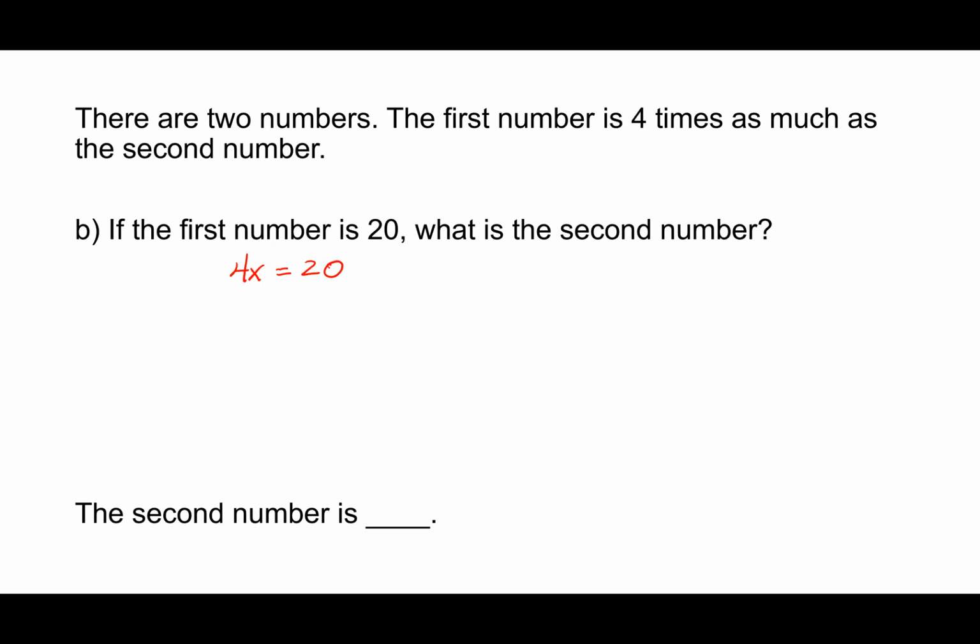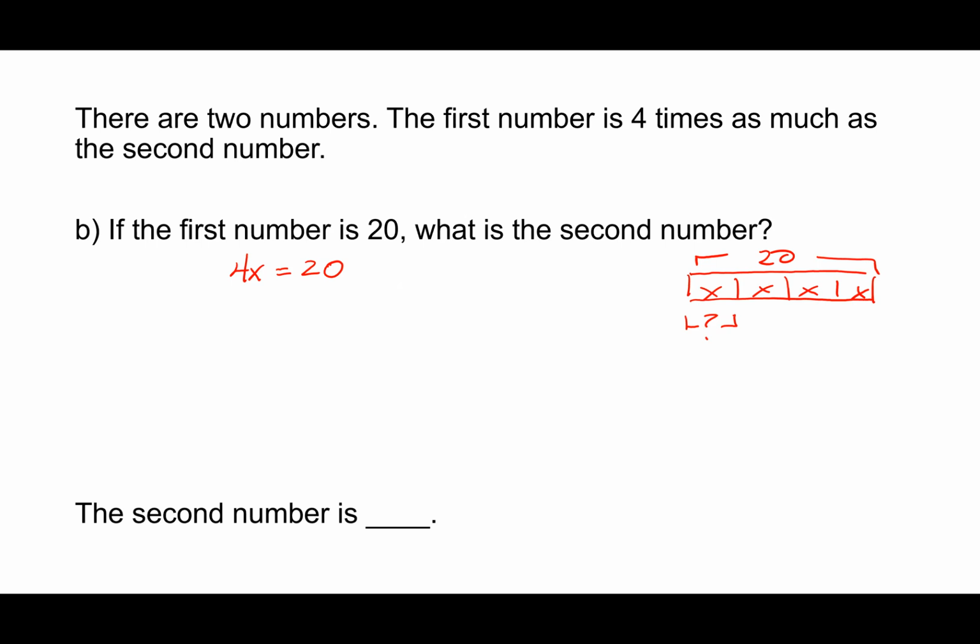Now we know that 4x equals 20. Can I figure out what x is now? Let's just draw our bar model really quick. 20 is the second, or I'm sorry, the first number. And it was divided up into 4. How could I figure out what x is? I want to know one of these. Owen, what do you think?